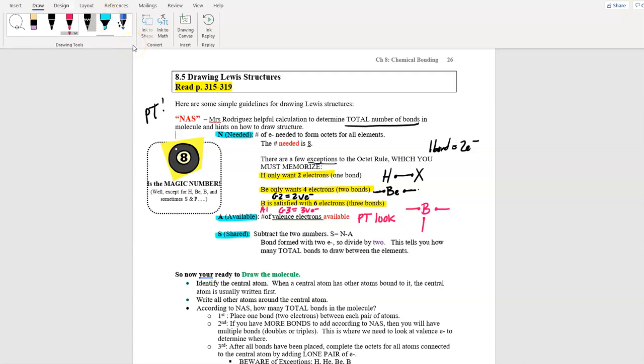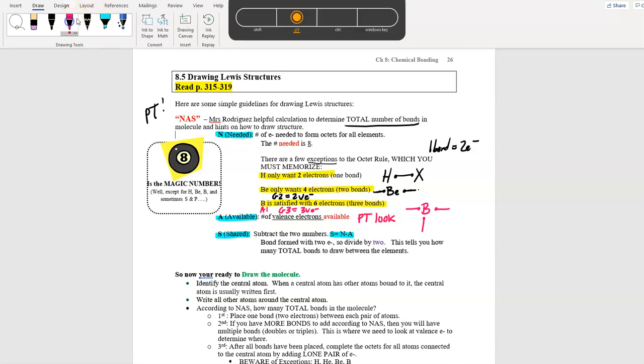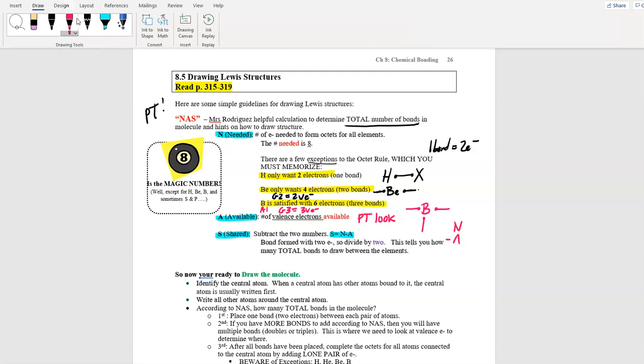What you're going to do is take these two numbers, N minus the S. You're going to take those two numbers and subtract them. Now, once you get this number, I'm going to show you what it is. The need minus the available. About 99% of the time, this is going to be an even number.